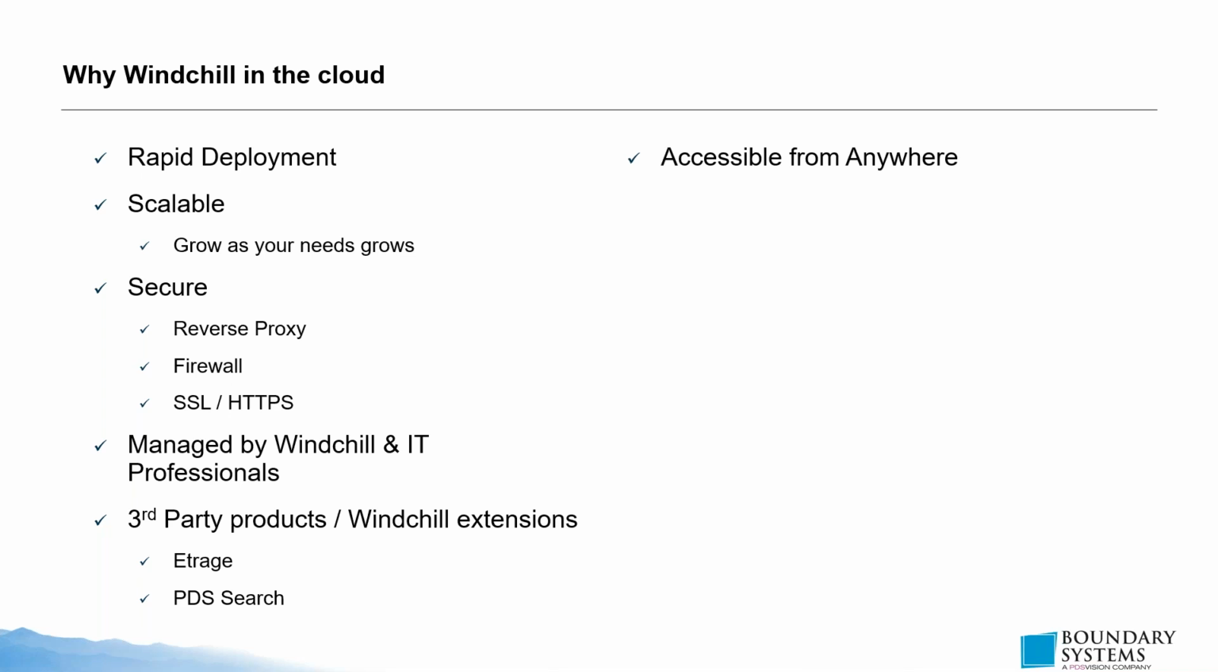And by the nature of it being in the cloud, it means Windchill will be accessible anywhere in the world. So you don't have to have any VPN system to be able to access the system, which is normally the case with the on-premises setup. With this, you just need a stable internet, and you will be able to access the system from anywhere.